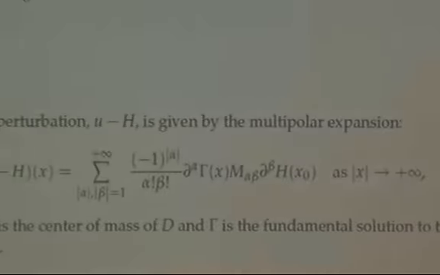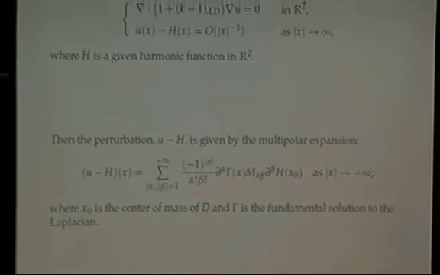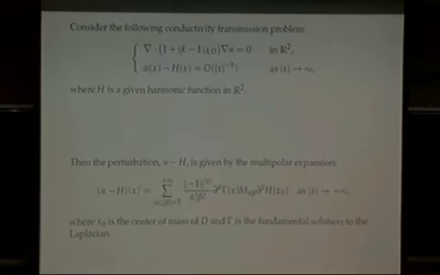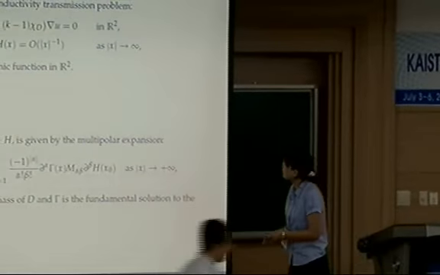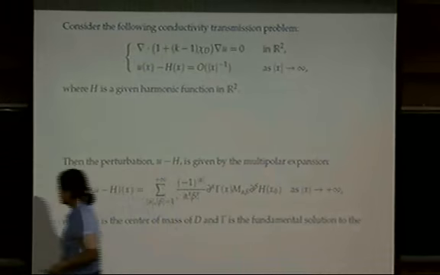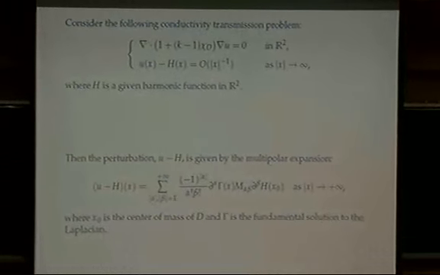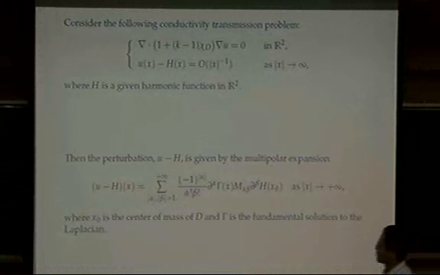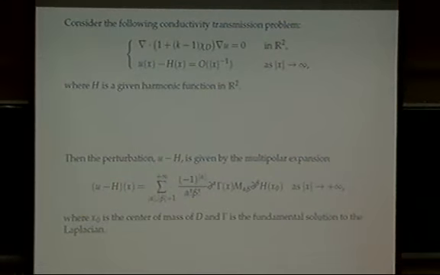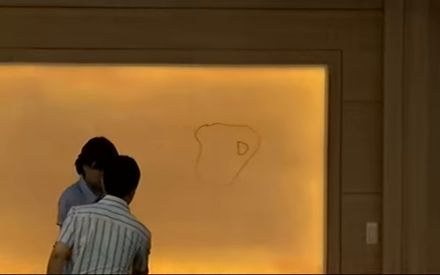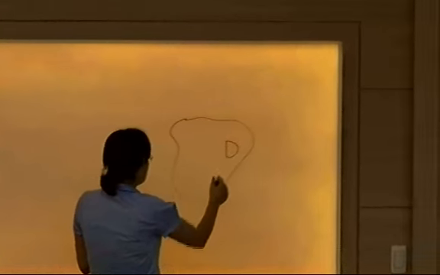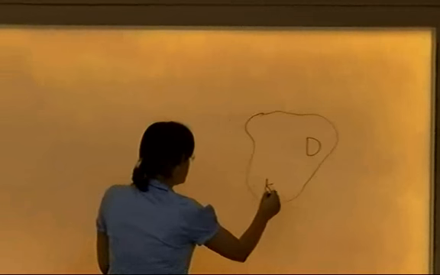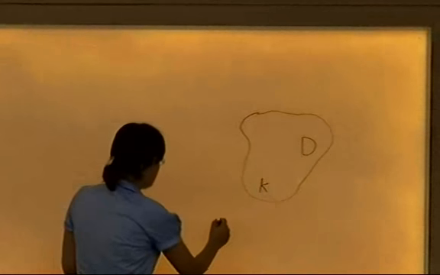The problem I will explain today is the inverse shape problem. Suppose that you have an obstacle, let's call it D, which has different material property from the background.